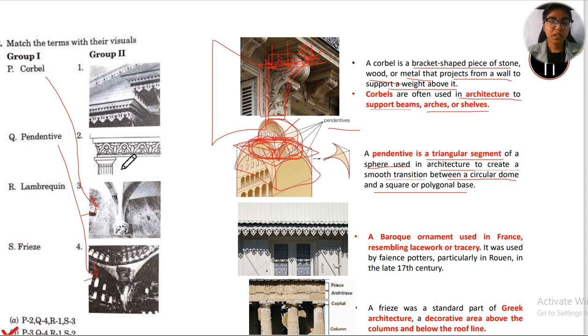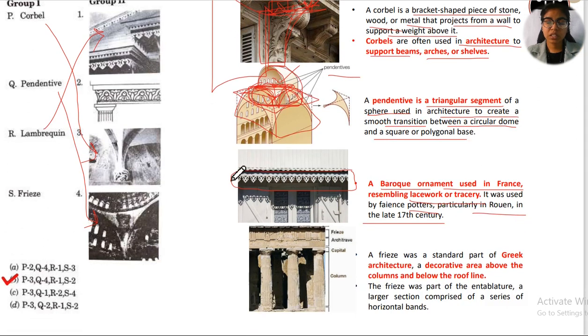Next option we have Lambert-Queen. This one is a Lambert-Queen. What is it? It is a Baroque ornament used in France. Lace work or tracery. This part is your Lambert-Queen. It is used by fencing potters, particularly in Rouen. It is basically a decorative element which you used to place at the edges of the roofs or in front of your doors or windows. So this is your Lambert-Queen.